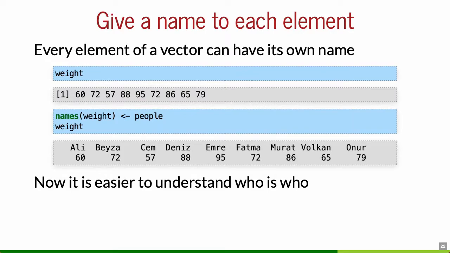Now, it is possible to put them together automatically. We do it with the function names. We take weight and we assign a new value to the names of weight. We took the vector people and we combined it with the vector weight, and now we have a vector with names. So we have Ali, Beisa, etc. Now it is much easier to understand who is who.